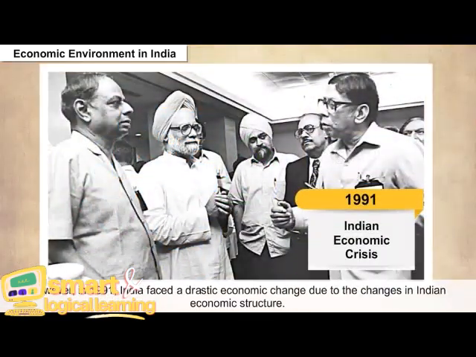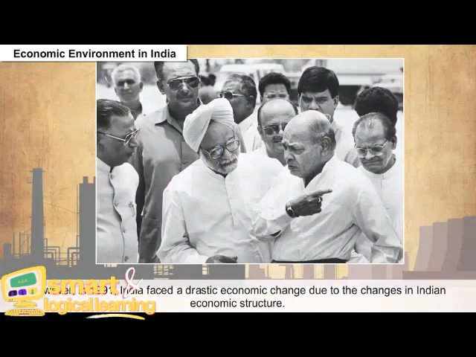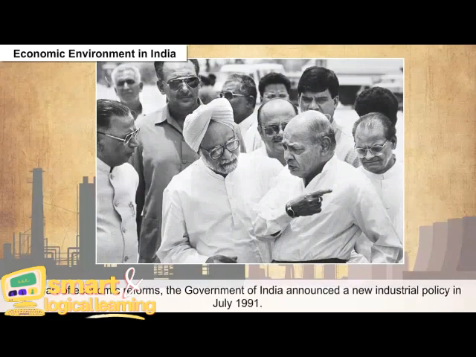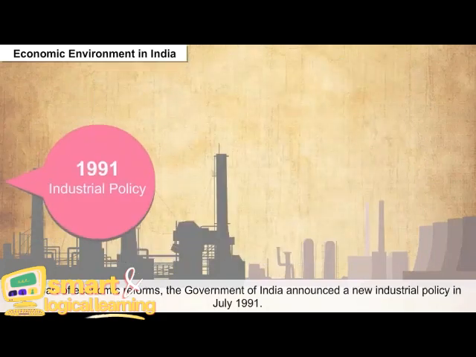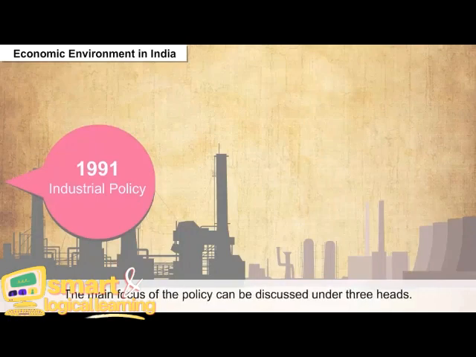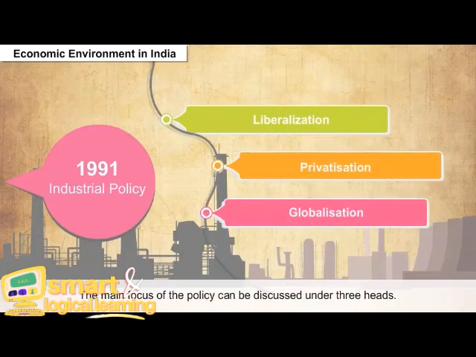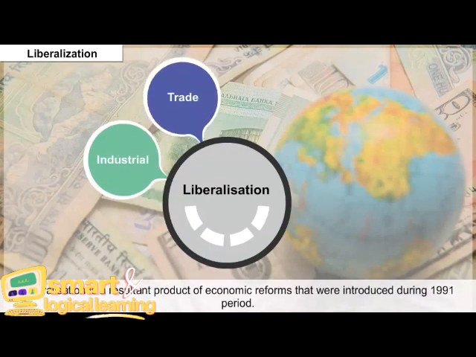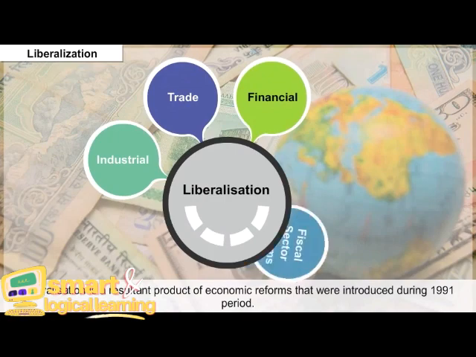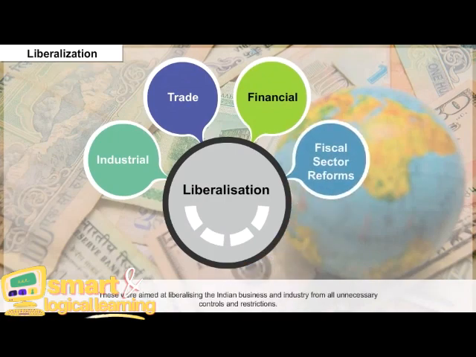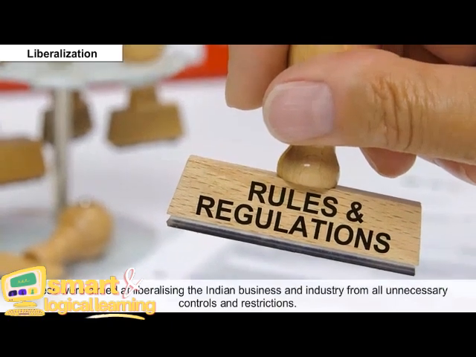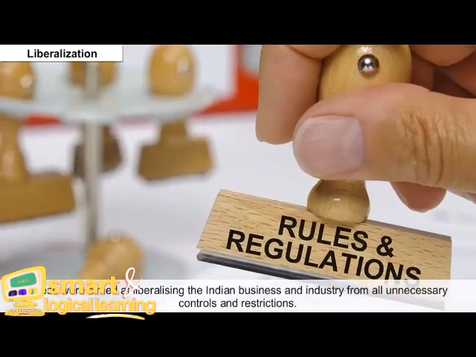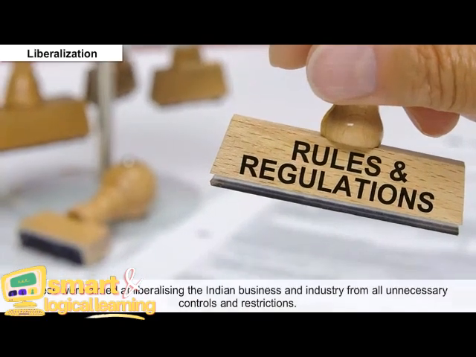However, in 1991, India faced a drastic economic change due to changes in the Indian economic structure. As a part of economic reforms, the Government of India announced a new industrial policy in July 1991. The main focus of the policy can be discussed under three heads. Liberalization. Liberalization is a resultant product of economic reforms introduced during the 1991 period. These were aimed at liberalizing Indian business and industry from all unnecessary controls and restrictions.